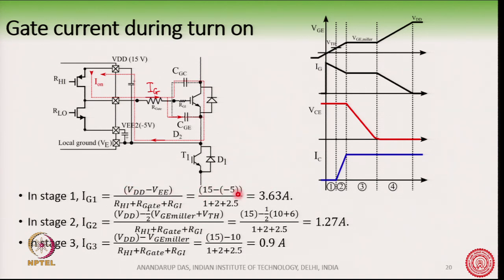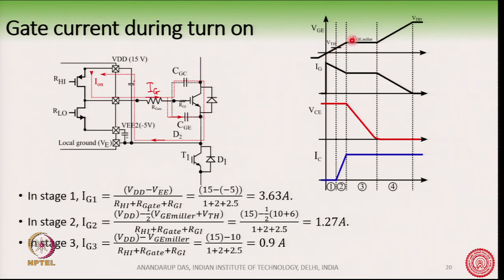So, 15 minus 5, and then R high we have taken 1 ohm, R gate 2, and then RGI 2.5, and we get this amount of current. This is the peak current IG1 here. In a similar way, IG2, that is the average current, I mean roughly the current here. Then you see here the VGE voltage, again we will apply the KVL.